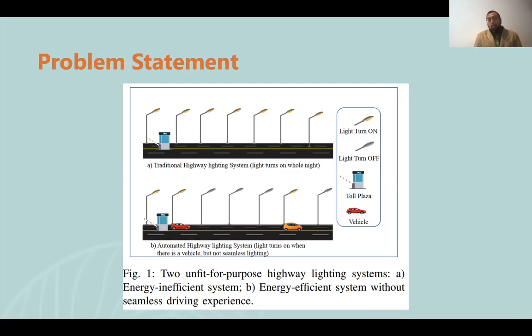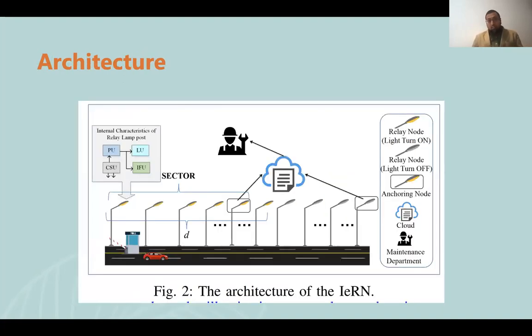So we have to provide a solution that will be happy for both parties. This is the architecture we planned for our solution. Let's say we have 100 kilometers of highway, and we divided it into 10 pieces, so one sector will be 10 kilometers. We will work on a particular section.